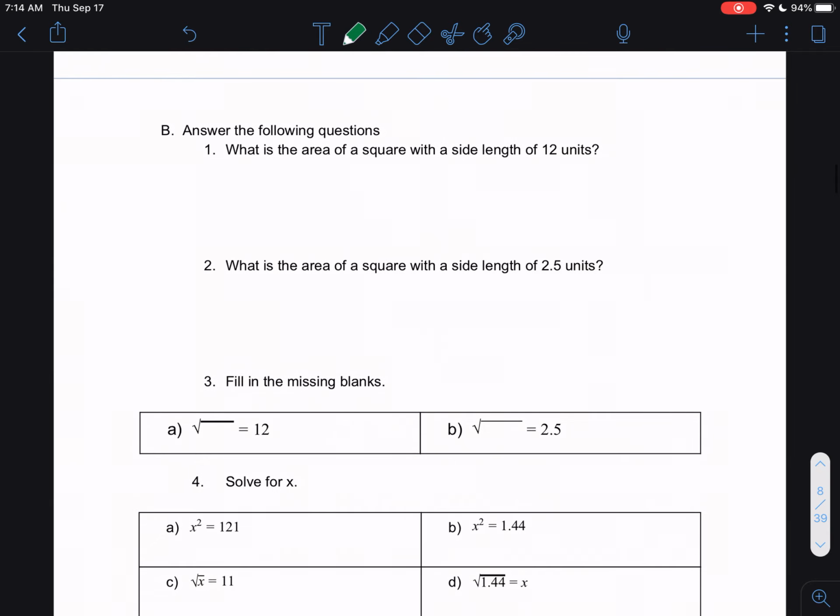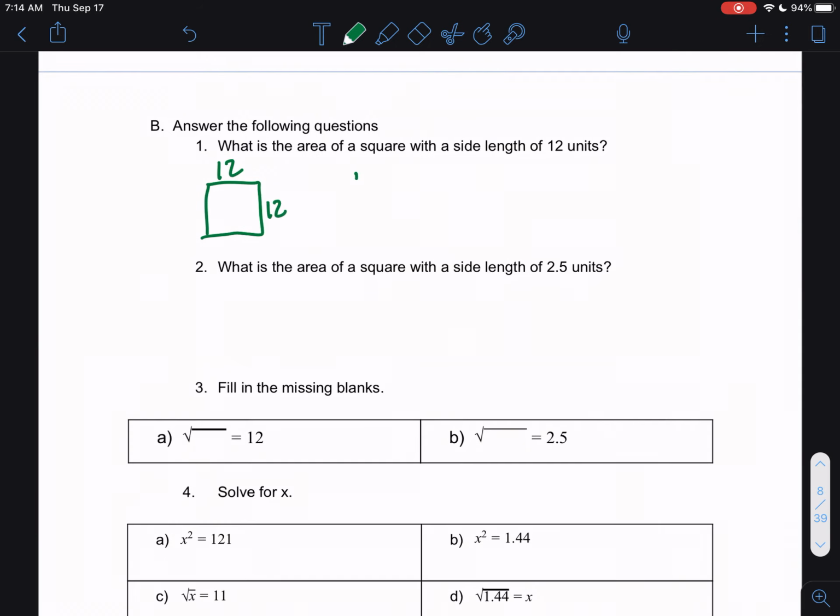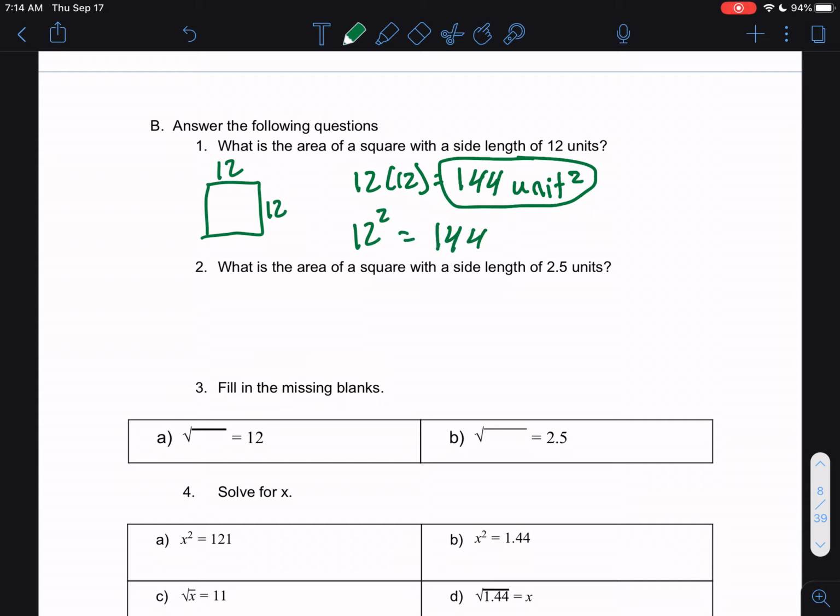So answer the following questions in part B. What is the area of a square with a side length of 12 units? Some helpful things, let's draw a picture. Side lengths of 12 units, so that means 12 and 12. To find the area, we would have to do 12 times 12. That's 144, so 144 units squared. You also could have thought of it as 12 squared equals 144.